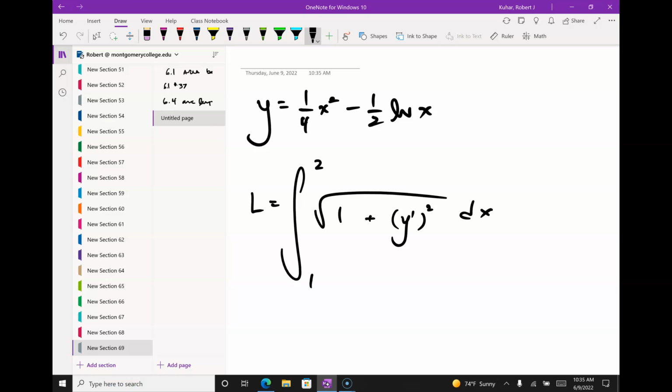So we need y prime. Who's got it? So x squared, derivative of x squared is 2x, but over 4. And then derivative of ln is 1 over x. So there's my y prime.